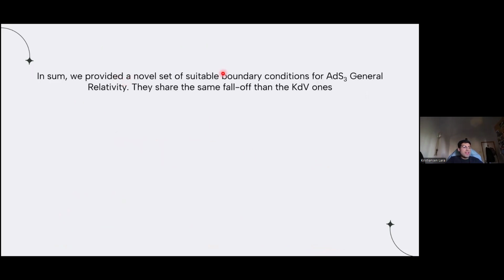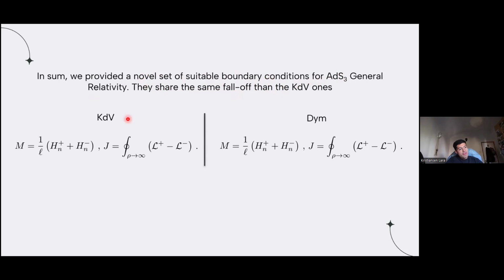In sum, we provided a novel set of suitable boundary conditions, in the sense that they are Fallot plus boundary condition itself. For ADS3 GR, they share the same Fallot as the KdV ones. So notice the following: the Fallot is telling you that the mass of KdV and the mass of Dim are the same. The mass and the angular momenta are the same. Nonetheless, the devil is in the details, in the sense that the boundary conditions produce several differences.